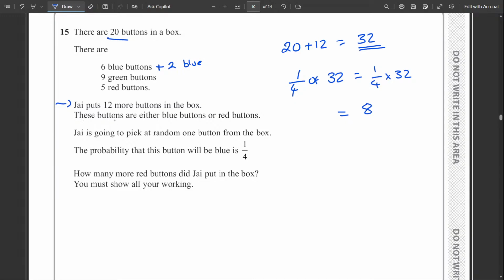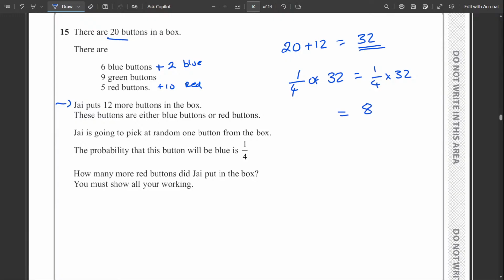Okay, and now remember these buttons are either blue or red. So he would have added 10 more red. Okay, so that's altogether 12 buttons added there. How many more red buttons did Jay put in the box? You must show all your working. This is all the workings we needed to do.